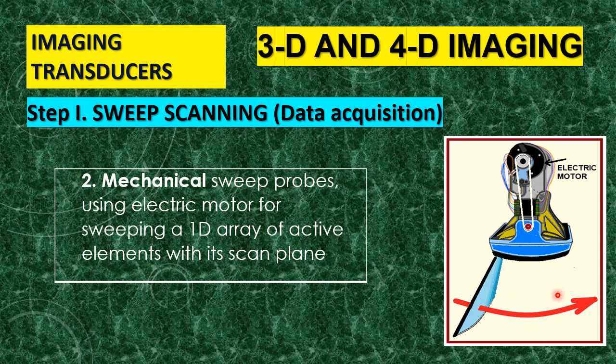So along this sweeping, the machine will acquire the data based on this sweeping. So this sweeping has a certain technique, which is mechanical sweep. Mechanical sweep probes are using an electric motor for sweeping 1D array transducers. Okay, so this is the second technique of sweeping. And actually, this is the commonest one that you have in the market now, which is a mechanical sweep of an electronic probe.